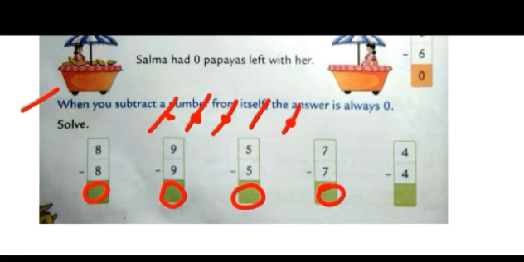4 minus 4, 0. So scholars, when you subtract a number from itself, the answer is always 0. 12 minus 12, 0. 13 minus 13, 0. Because nothing is left. Okay, scholars?